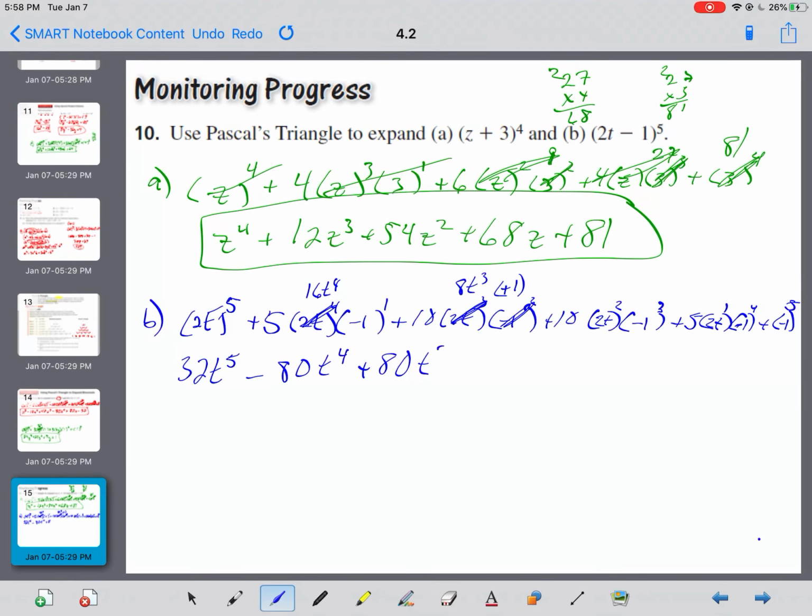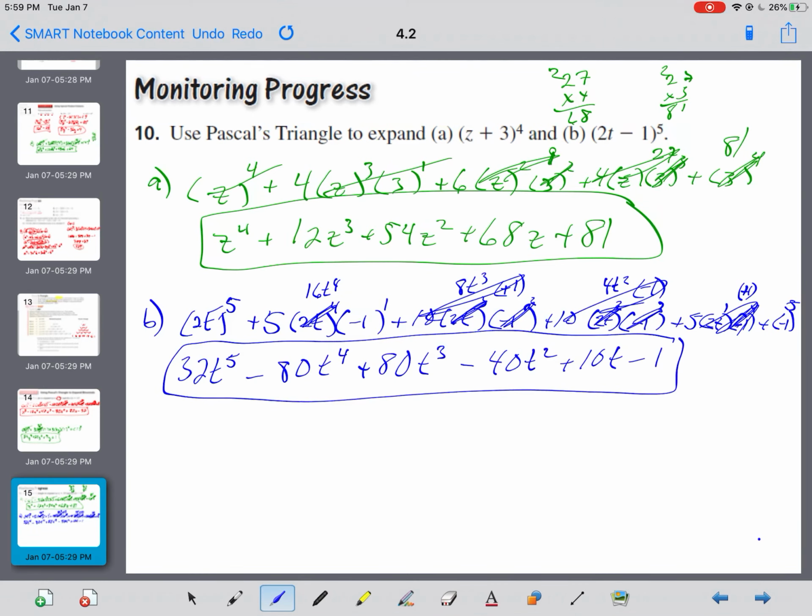So it's just 80t cubed, 10 times 8. And then we've got 4t squared and -1, so that becomes a negative, and 40t squared. And we got -1 to the fourth is a +1, so we don't have to worry about that one. 5 times 2 is 10t, and -1 times an odd is going to be a -1, and bam-a-lam. That's a good one and a big one.